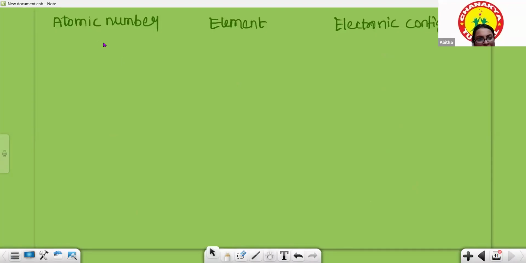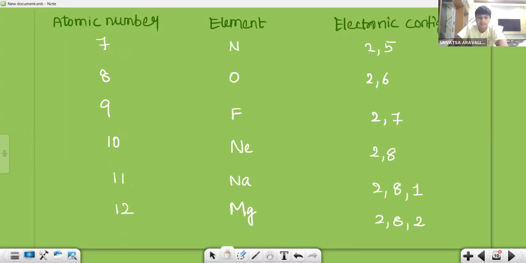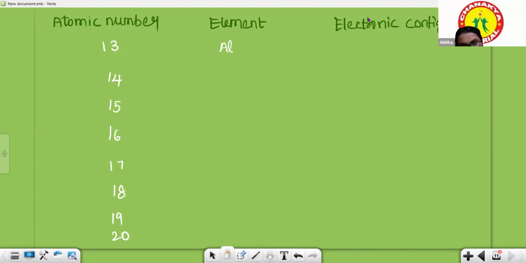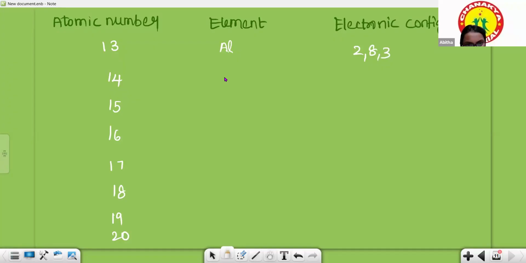Next, 13. 13 is Al, aluminium. Electronic configuration, be quick. 2, 8, 3. Perfect.